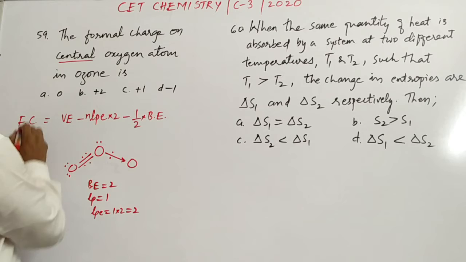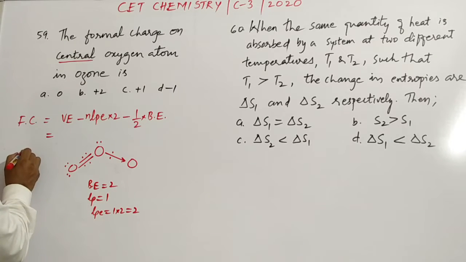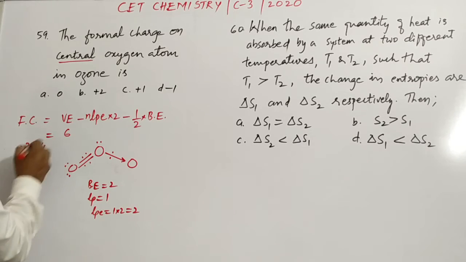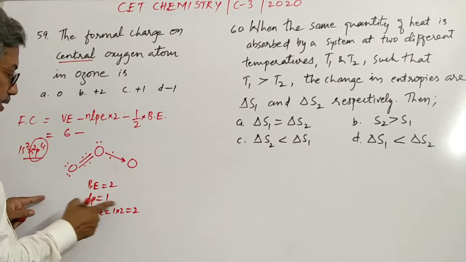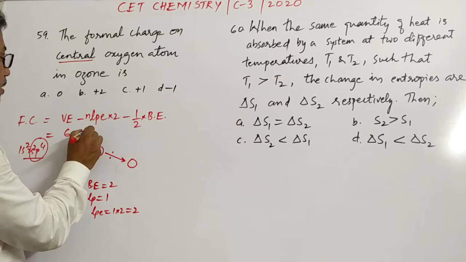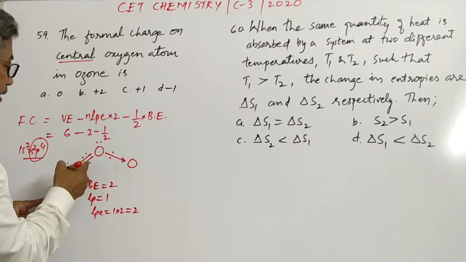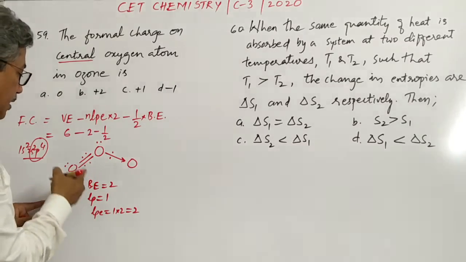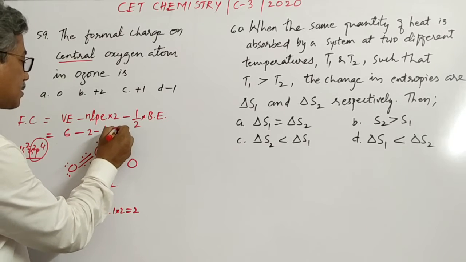Therefore, formal charge is equal to valence electrons. The atomic number of oxygen is 8. Therefore, the electron configuration is 1s2, 2s2, 2p4. Valence electrons are 6. 6 valence electrons minus lone pair, which is 1 into 2, lone pair electrons are 2, minus half of bonding electrons. How many? 4 plus 2. Bonding electrons are 4 plus 2, which is equal to 6.